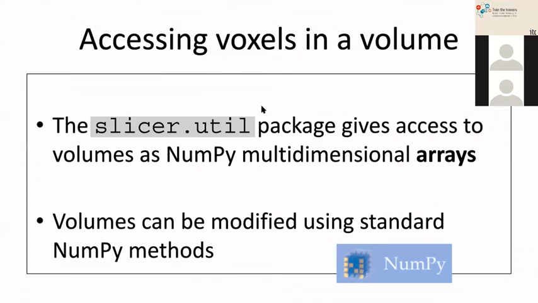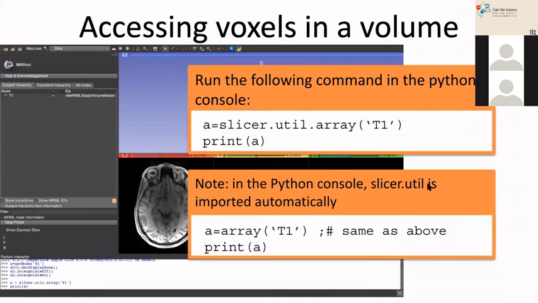So accessing the voxel. This is kind of the fundamental thing. We're talking about image processing a lot of the time. The slicer.util package is a built-in thing that's part of the Slicer Python environment, and it includes some utilities for getting images as NumPy arrays that you can operate on and also modify. So let's look at some examples of that.